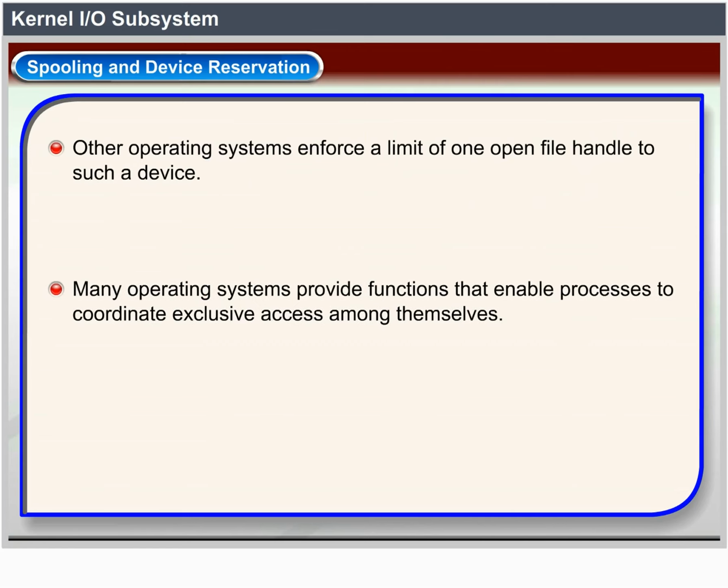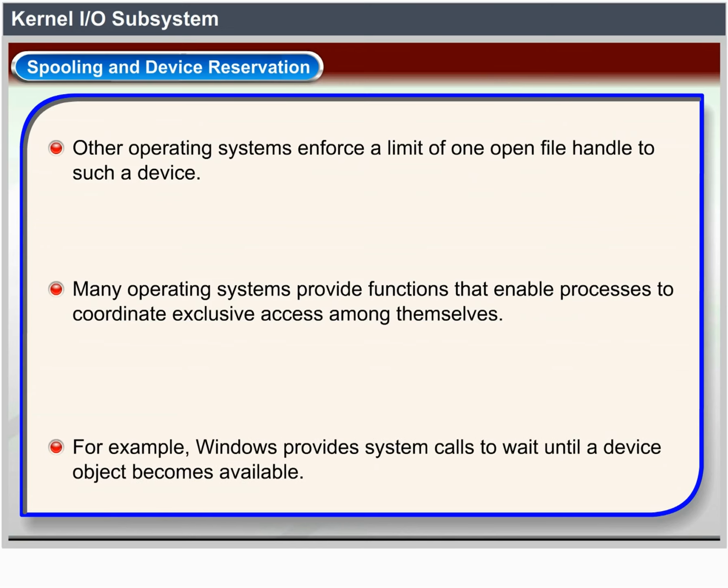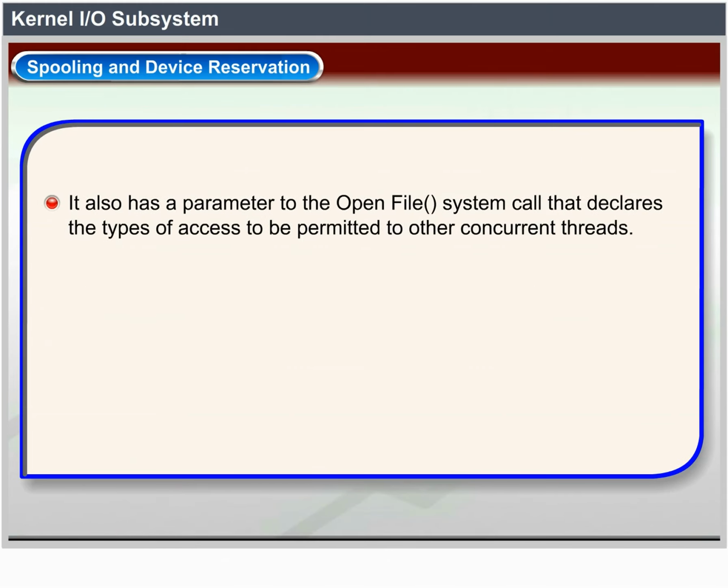For instance, Windows provides system calls to wait until a device object becomes available. It also has a parameter to the OpenFile system call that declares the types of access to be permitted to other concurrent threads. On these systems, it is up to the applications to avoid deadlock.